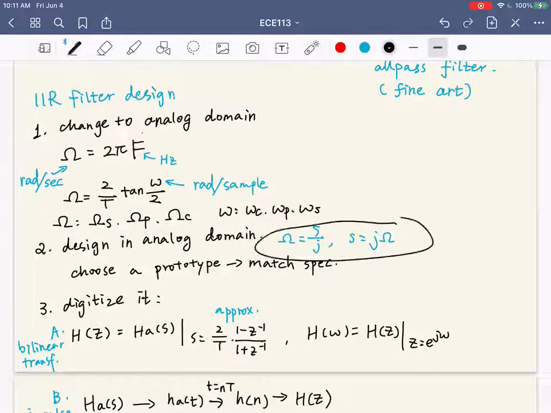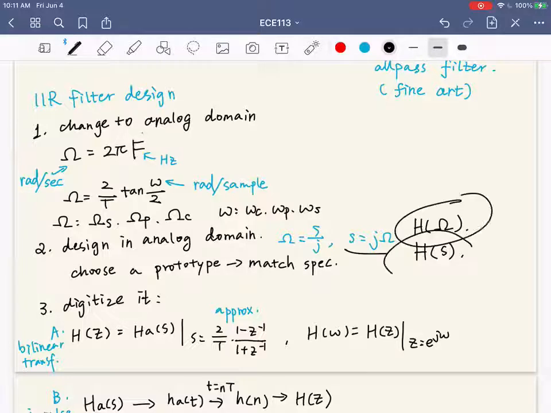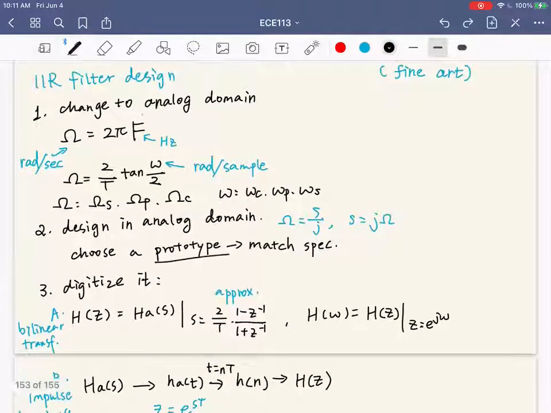And keep an eye on this. So H of omega and H of s are basically the same. Why? Because s and omega differ just by a j. So when you see this equation or this equation, they both refer to the design in the analog domain. So it is not a contradiction. Cool. And then we choose a prototype.